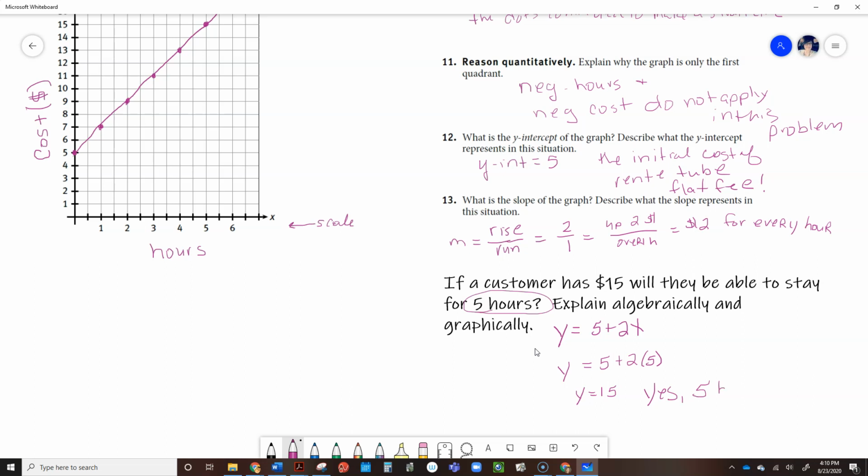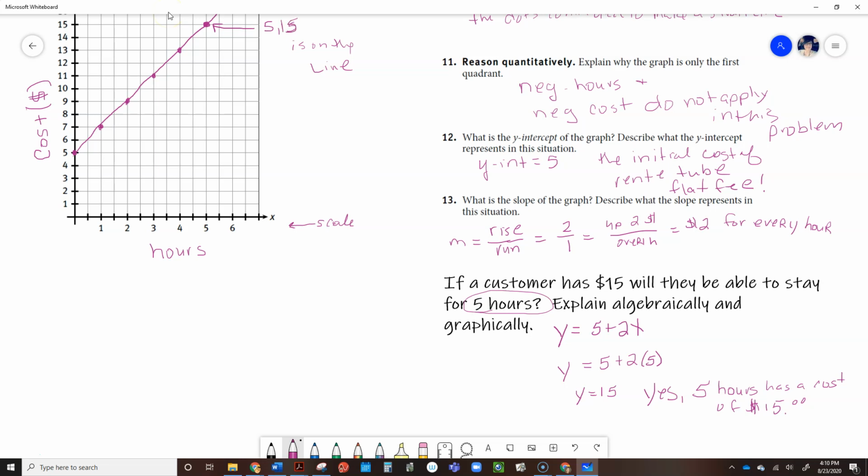Yes, 5 hours has a cost of $15. So this is an algebraic explanation. A graphic explanation would be to come over here and say, well, yes, because this dot right here, (5, 15), is on the line that was graphed by the equation that we wrote. So (5, 15) is a solution to that line.